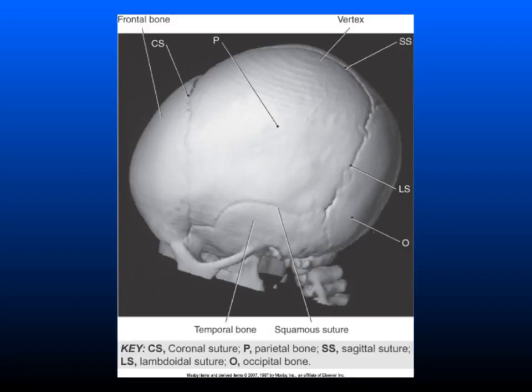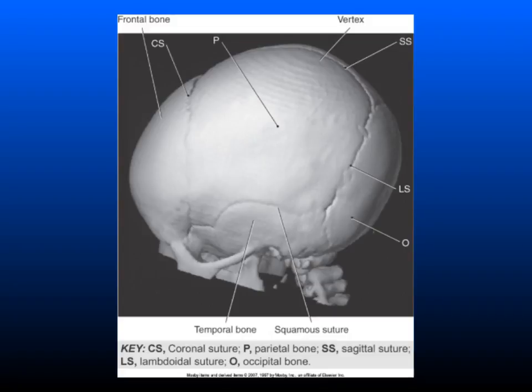There are different kinds of sutures. You'll see, for example, the squamous suture between the temporal bone and the parietal bone. You have the occipital or lambdoidal suture, between the occipital and the parietal bone. The coronal suture is between the frontal and parietal bones. These are just different articulations and you'll see them when you do CTs.